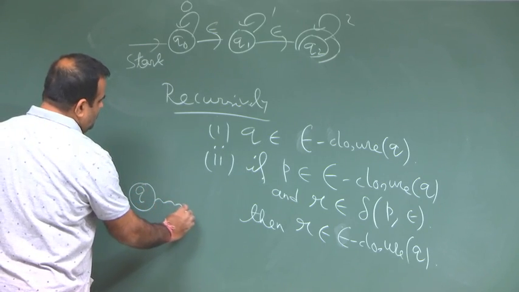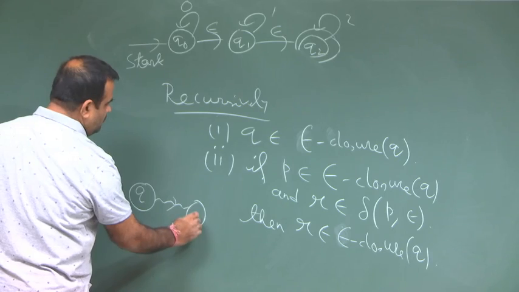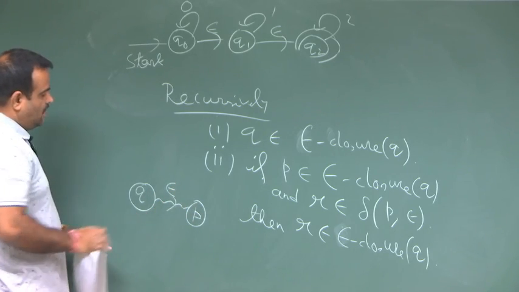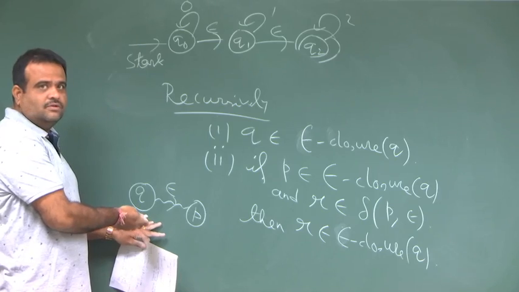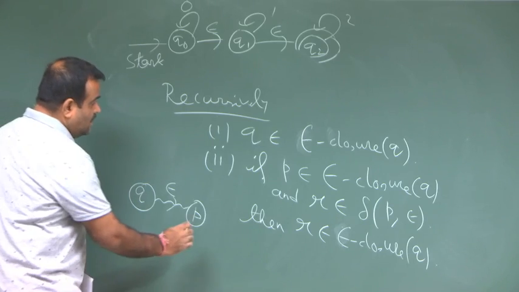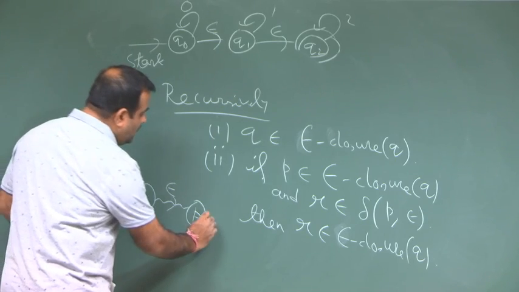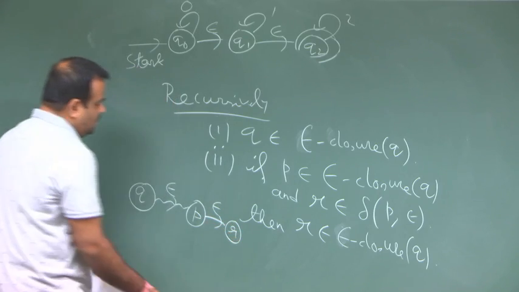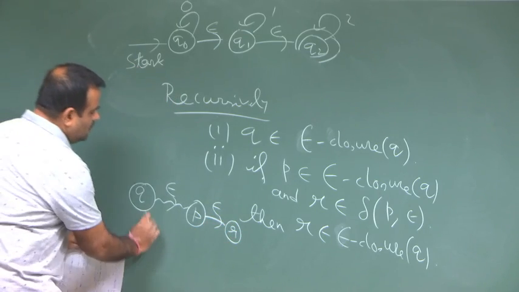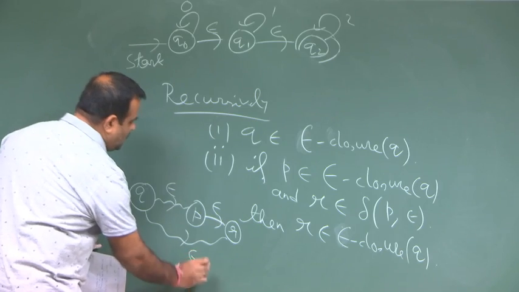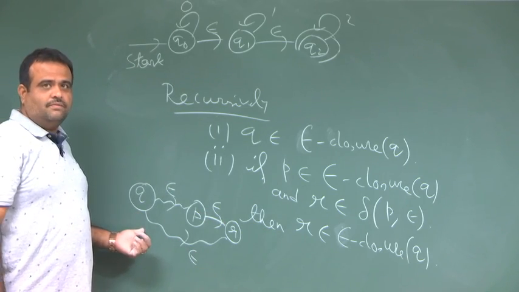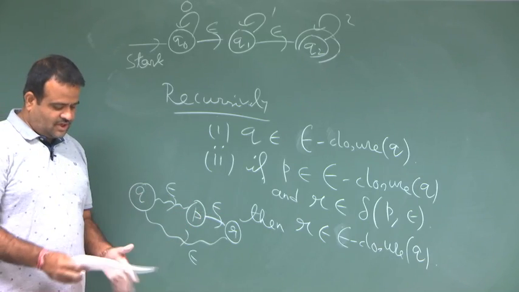Now, only by epsilon move, suppose we are reaching p. This is only by epsilon move. This contains all the arcs which are labeled by epsilon. Then if we have another epsilon move to r, then obviously r will belong to it, because by only epsilon moves we can reach r. So that means r belongs to the epsilon closure of q. That is the meaning of this statement.